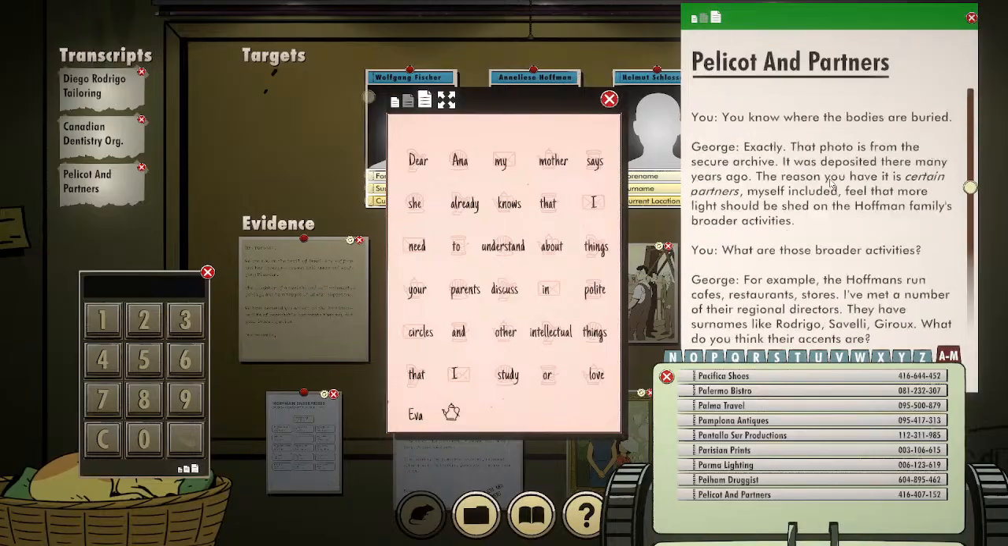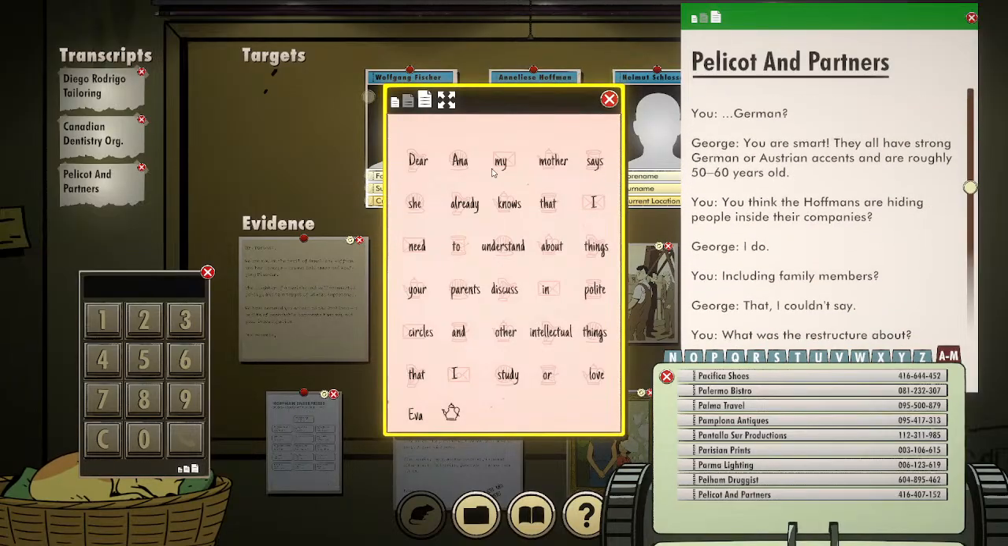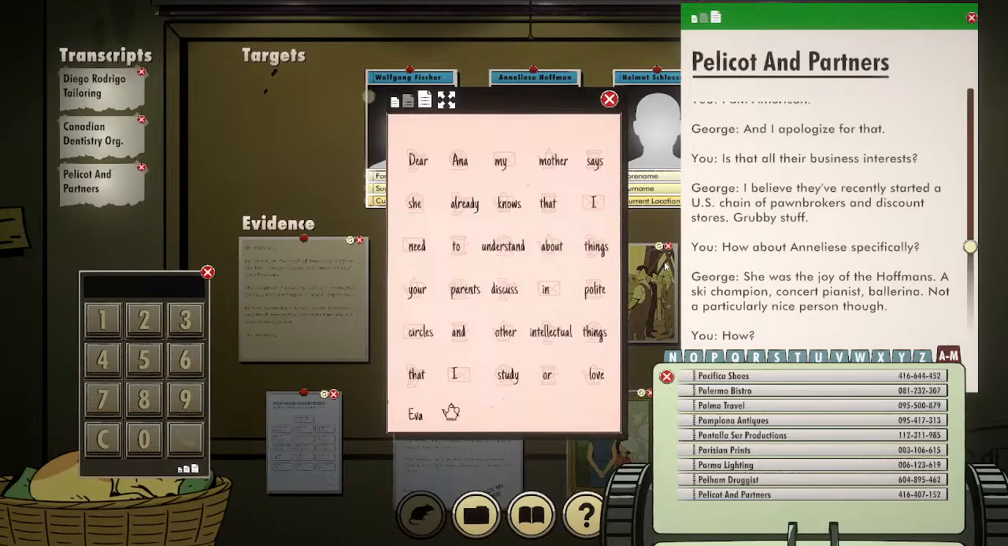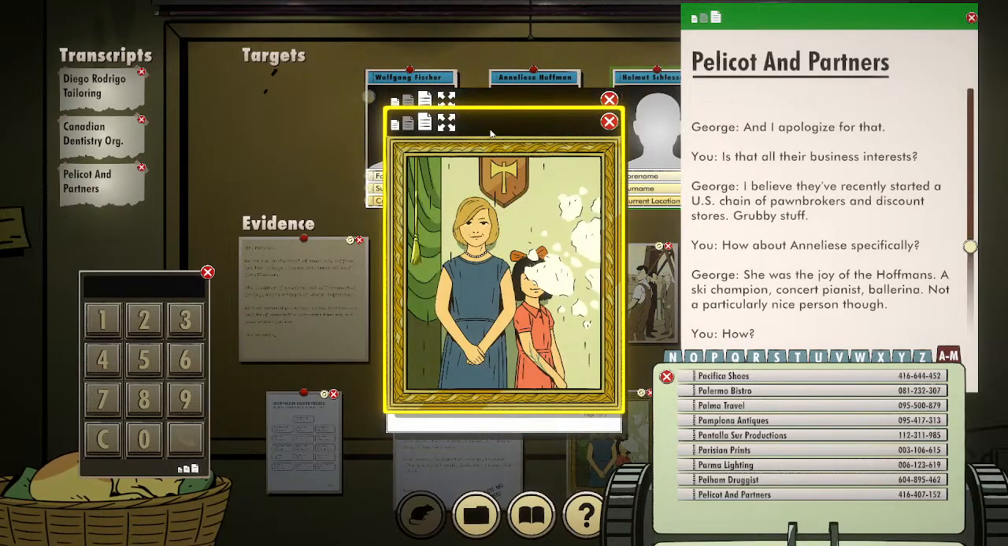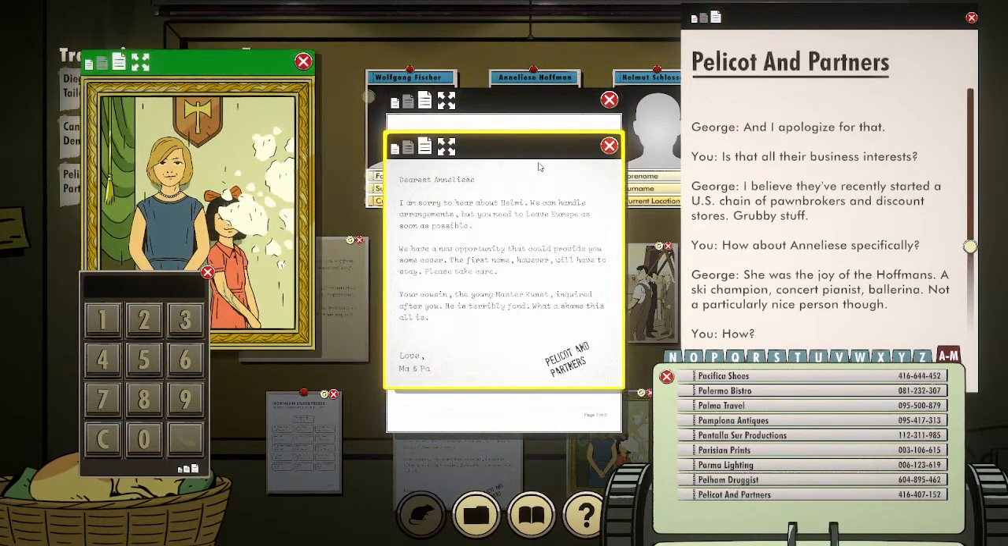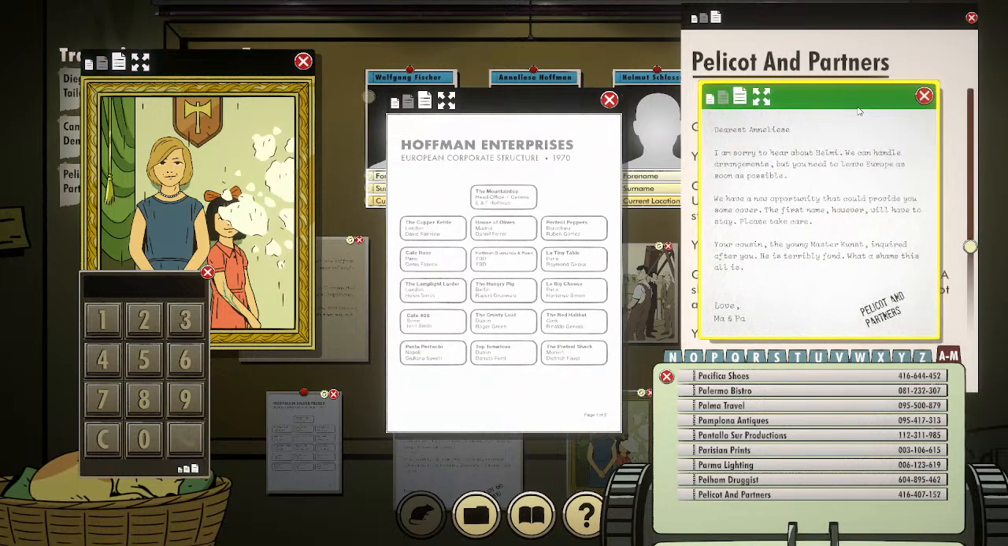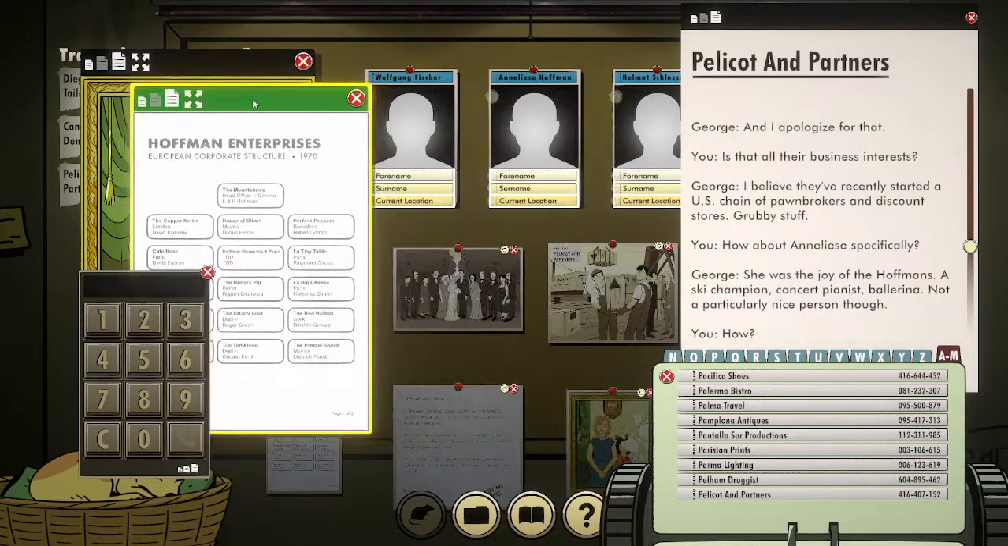Can I make my own notes? Wait, what? Where did this come from? Okay, one thing at a time. Oh, there's too much. Where did all this come from?